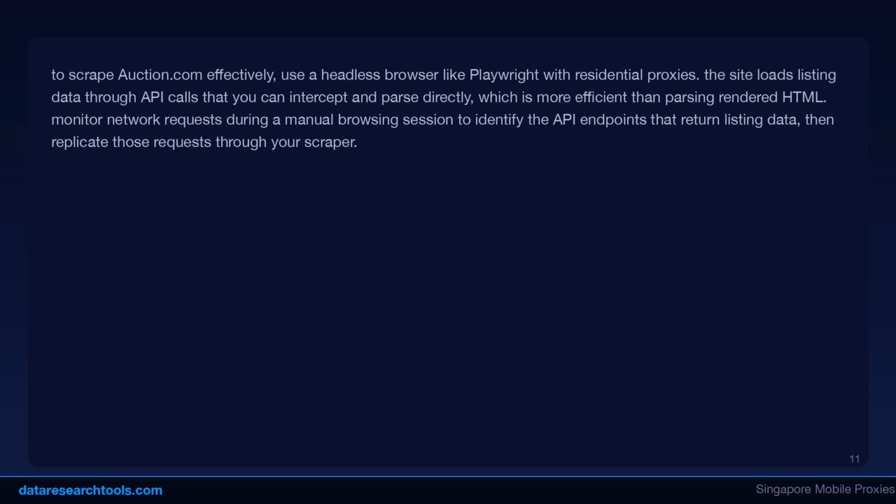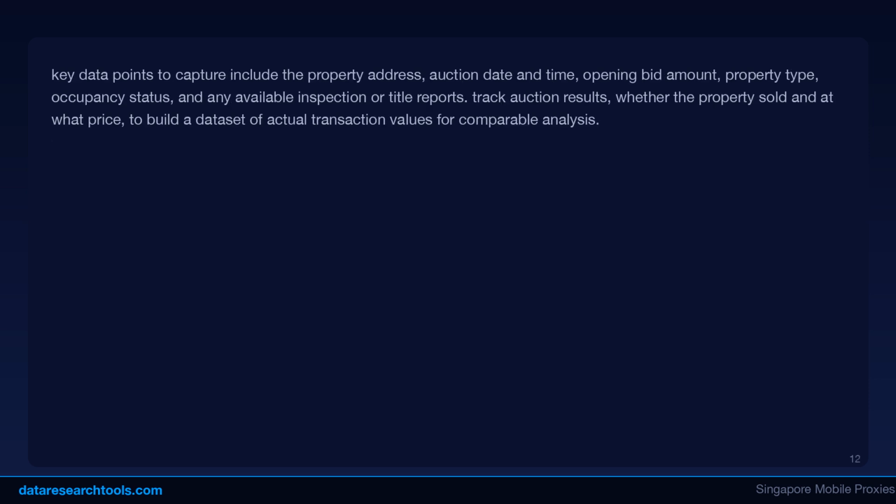Key data points to capture include the property address, auction date and time, opening bid amount, property type, occupancy status, and any available inspection or title reports. Track auction results, whether the property sold and at what price, to build a dataset of actual transaction values for comparable analysis. HUD Home Store lists government-owned properties available to the public.